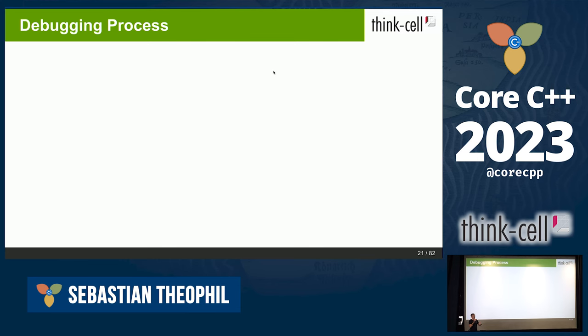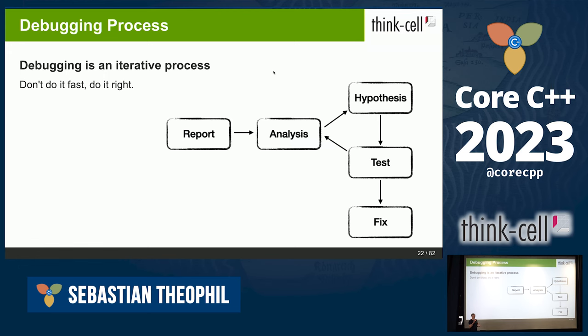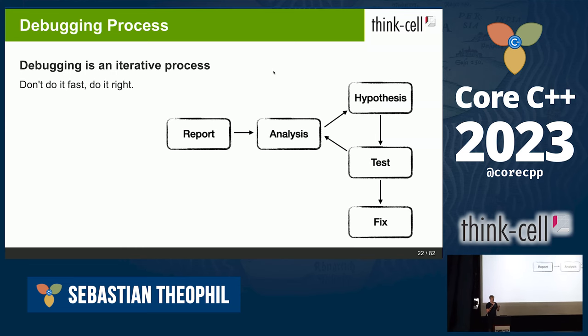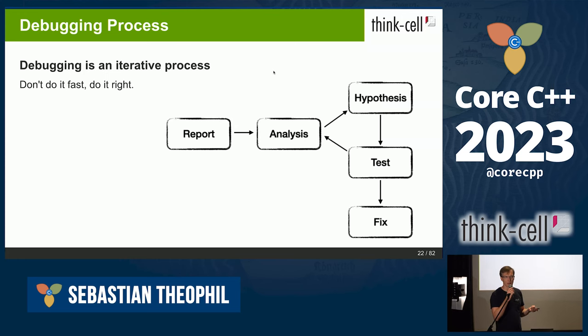So we have to start a lengthy process that we have to plan well. And debugging is an iterative process, right? We get a bug report. We think about it. We analyze it a little bit. We form a hypothesis on what could have caused that bug. We test that hypothesis. We are probably wrong. We think again, form a better hypothesis, and so on, until we arrive at a fix we can actually implement that really fixes the problem. And it's important to do that systematically and to do it right, not to rush to conclusions. And we're going through some techniques on how to do that on the following slides.